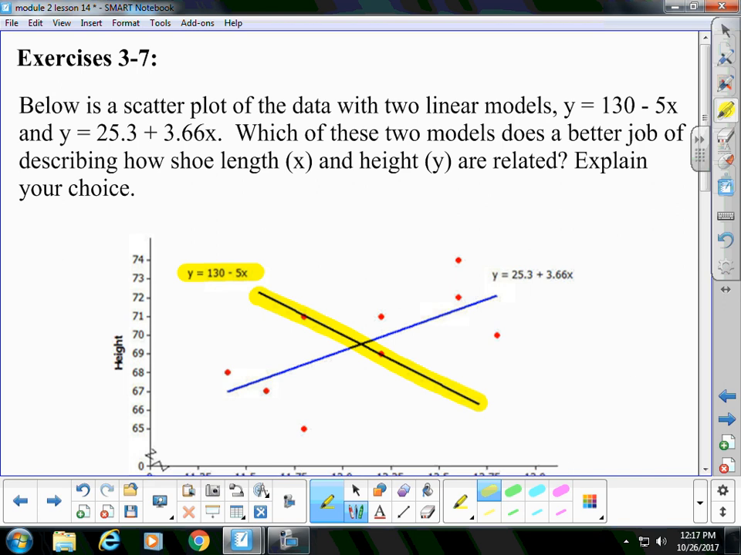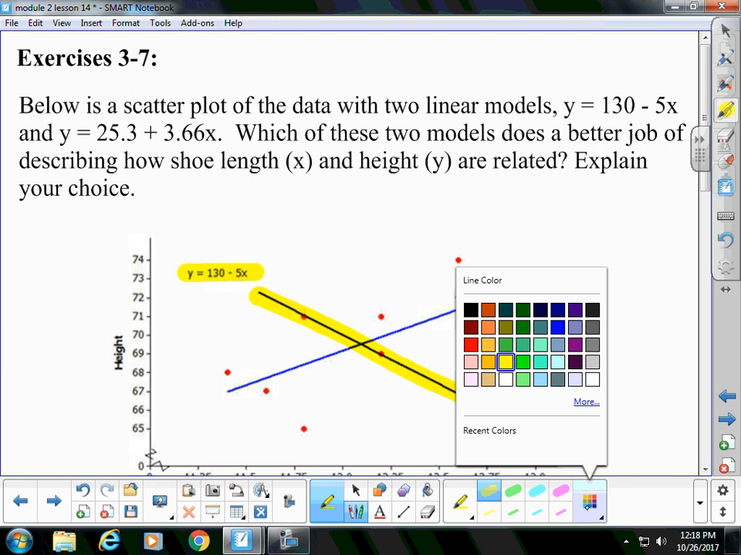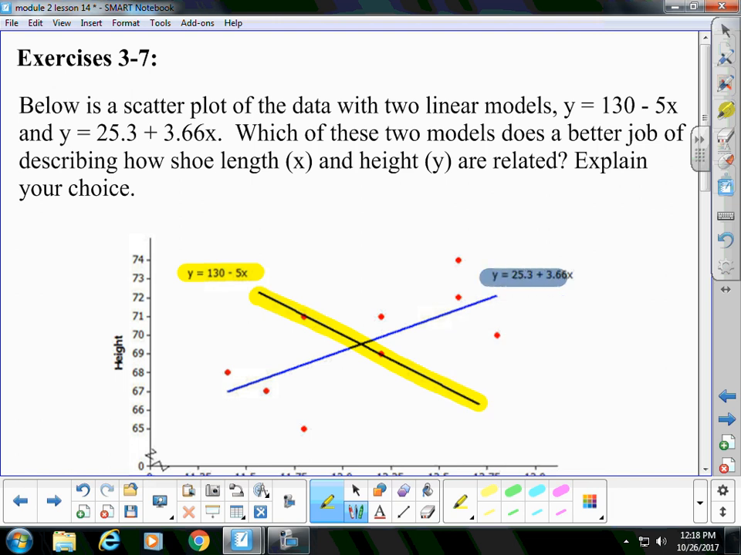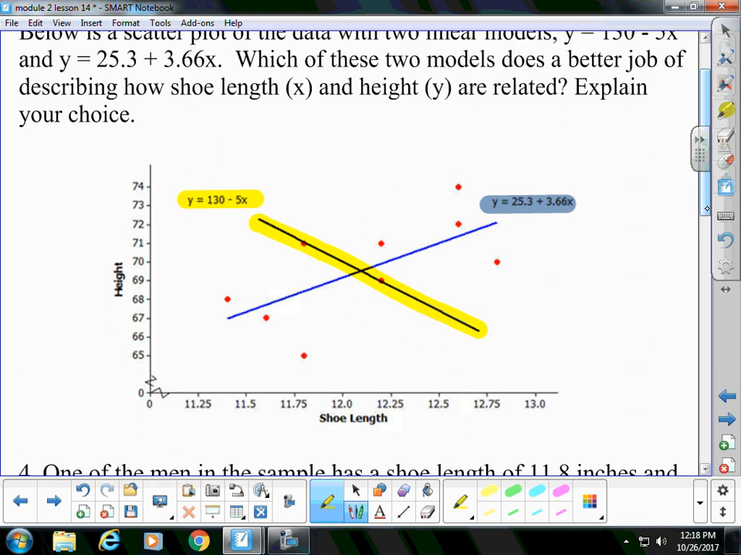And then we have our second line, the blue line. Okay, so this is our blue line right here, y equals 25.3 plus 3.66x. And they're asking us which one do we think would be a better fit to that scatter plot. Some people would say that it's the y equals 130 minus 5x, because it goes through 2 points.